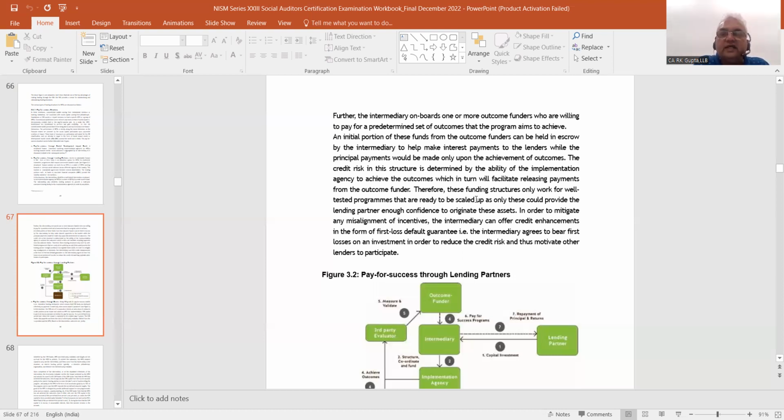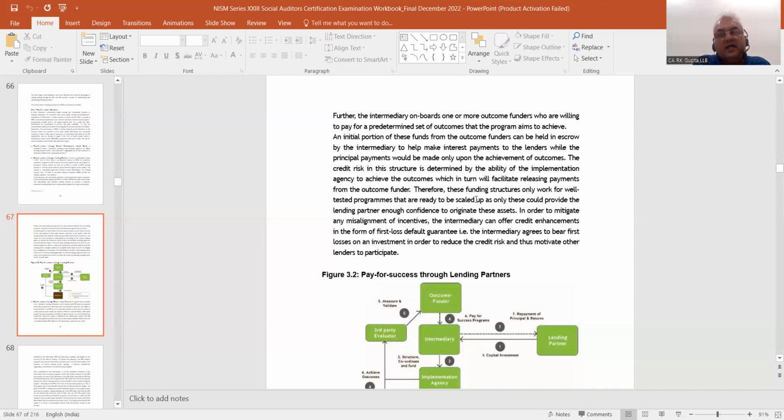In order to mitigate any misalignment of incentives, the intermediary can offer credit enhancements in the form of a first loss default guarantee, because sometimes the organization may not be able to pay initially. So the intermediary will stand as a first loss default guarantee. That is, the intermediary agrees to bear first losses on an investment in order to reduce the credit risk and thus motivate other lenders to participate.